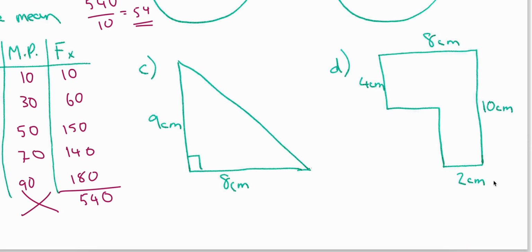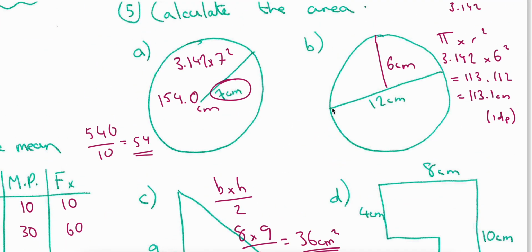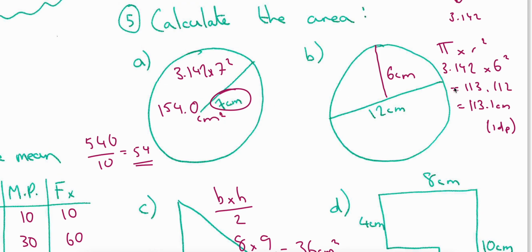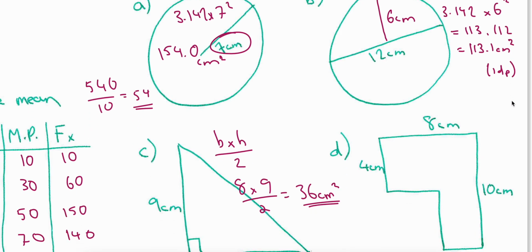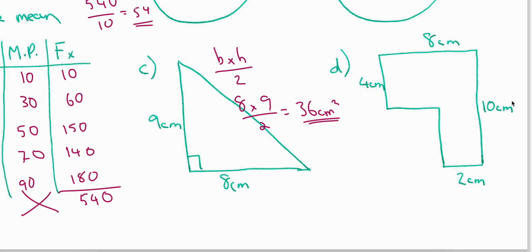Next up, we want to work out the area. Now the triangle is base times the vertical height divided by 2. So all I'll do is 8 multiplied by 9 over 2, which is going to give me 36 centimetres squared. Now, just looking back, that should be squared, sorry, because I'm calculating an area. So we need to have square units.